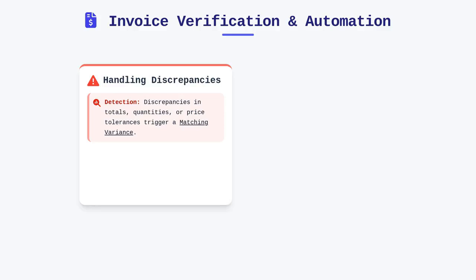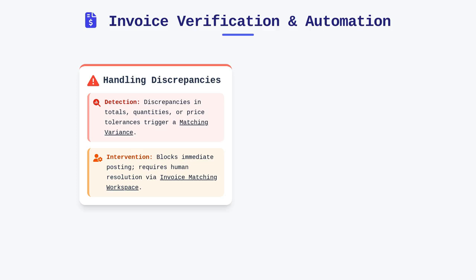Verification often reveals discrepancies that require human intervention, especially when the invoice totals or line item quantities deviate from the system-recorded expectations. If a match is not found, or if price tolerances are exceeded, the system triggers a matching variance that prevents immediate posting. These variances must be acknowledged and resolved through the invoice matching workspace or directly on the vendor invoice document before the transaction can proceed.